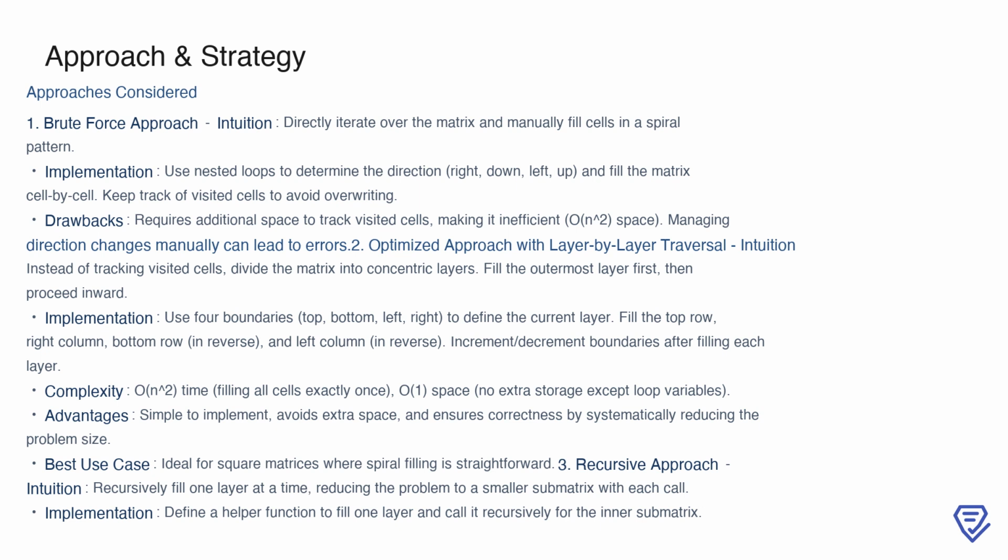The second approach is the optimized layer-by-layer traversal. Instead of tracking visited cells, we divide the matrix into concentric layers. For each layer, we fill the top row, the right column, the bottom row in reverse, and finally the left column in reverse. After completing one layer, we adjust the boundaries for the next inner layer. This method is efficient, requiring n squared time to fill all cells and O(1) space since no extra storage is needed beyond the loop variables. It's simple to implement and works well for square matrices, as it systematically reduces the problem size.